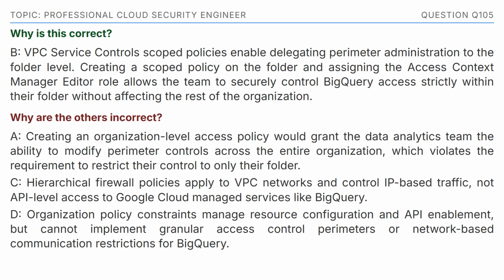Why are the others incorrect? A. Creating an organization-level access policy would grant the data analytics team the ability to modify perimeter controls across the entire organization, which violates the requirement to restrict their control to only their folder. C. Hierarchical firewall policies apply to VPC networks and control IP-based traffic, not API-level access to Google Cloud managed services like BigQuery. D. Organization policy constraints manage resource configuration and API enablement, but cannot implement granular access control perimeters or network-based communication restrictions for BigQuery.